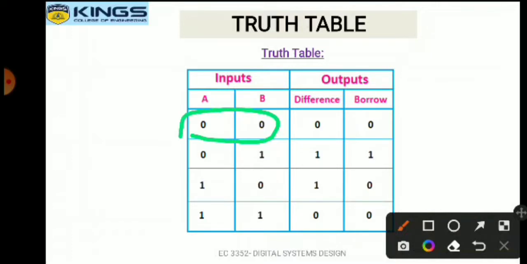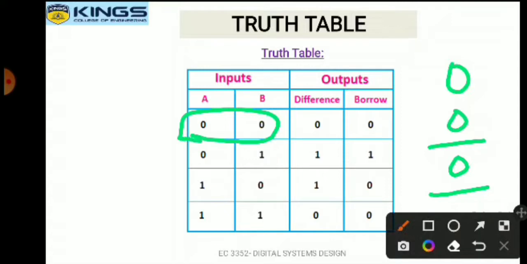0 minus 0, what answer will come? 0. So that is the difference. Borrow means taking a loan. Okay? If you got some value from a neighbor, that is borrow. In this 0 minus 0, we haven't got any borrow, so the borrow value is 0. If we got a borrow, the value will be 1, otherwise it will be 0.